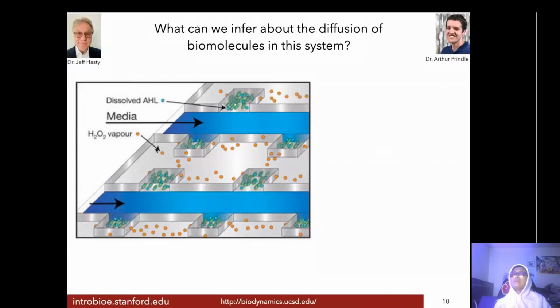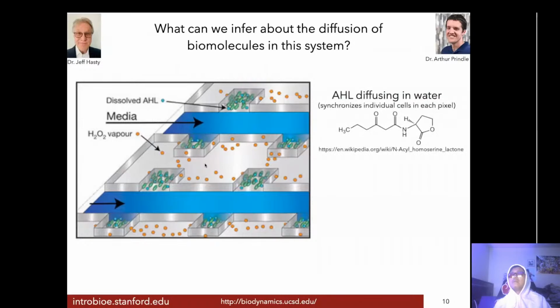And then there's another molecule, these orange circles, H2O2, hydrogen peroxide vapor. And that looks to be diffusing or moving across the pixels. So that must be what's coordinating the behavior across the whole array. And so let's look a little bit more into the details of AHL, whatever that is, and H2O2, which we know what that is.